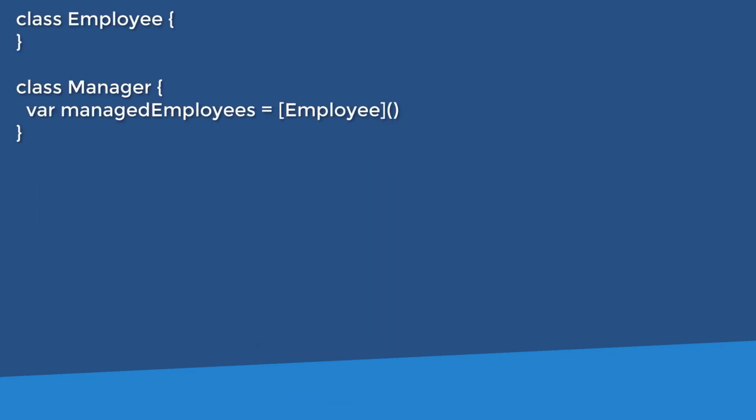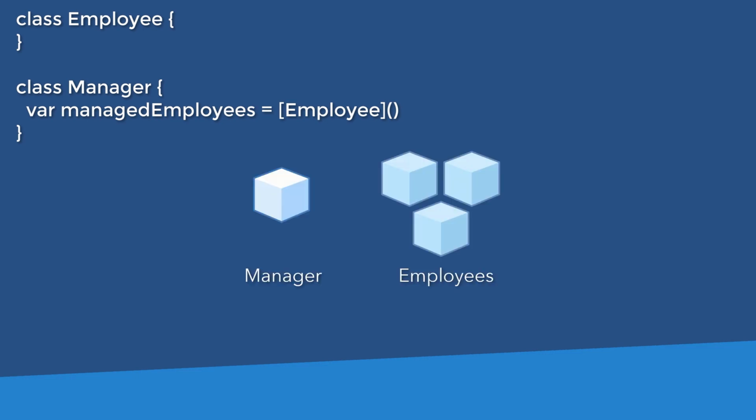Let's say that you have an employee class and a manager class. The manager class actually has a property called managed employees that stores an array of employee object references. We create a new manager object and 3 new employee objects. Then we assign these 3 employee objects to the managed employees property of the manager object. Now this manager object has a reference to these 3 employee objects.